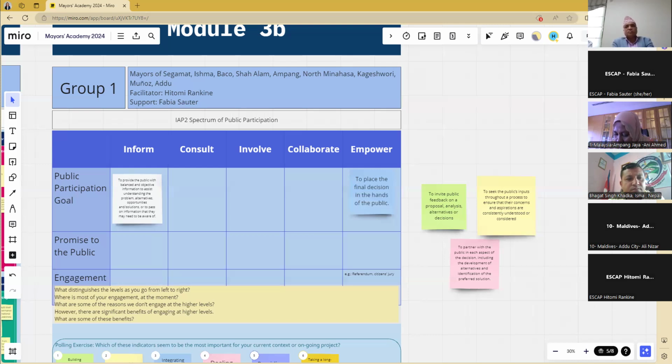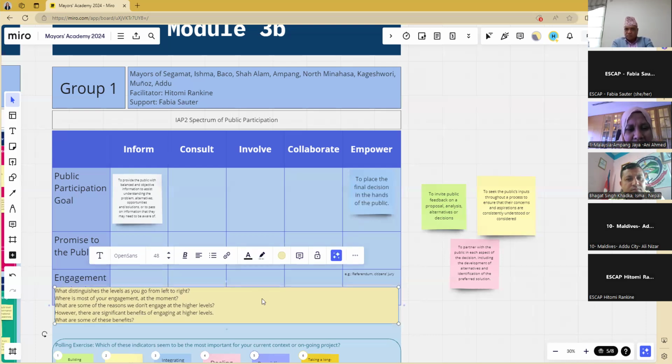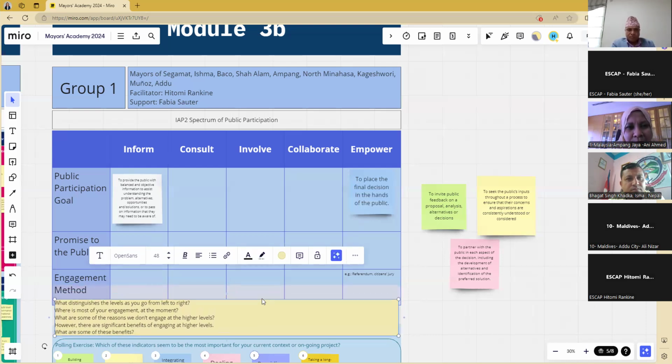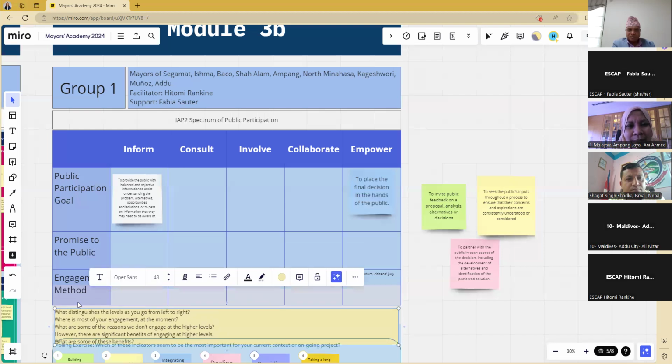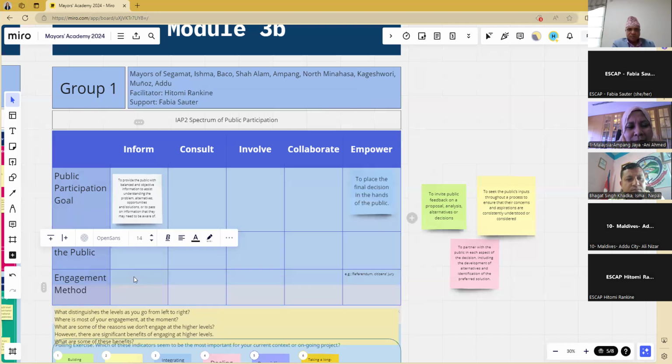So some of the ways in which engagement at the informed level happens, very quickly, if anybody can share. That one? I cannot see the words. It's very, very small. I'm so sorry. We are okay. Just at the bottom, the engagement method, right? I mentioned before that we use referendums or citizen juries to empower, right, at the empowerment level. At the informed level, what are some of the common ways?